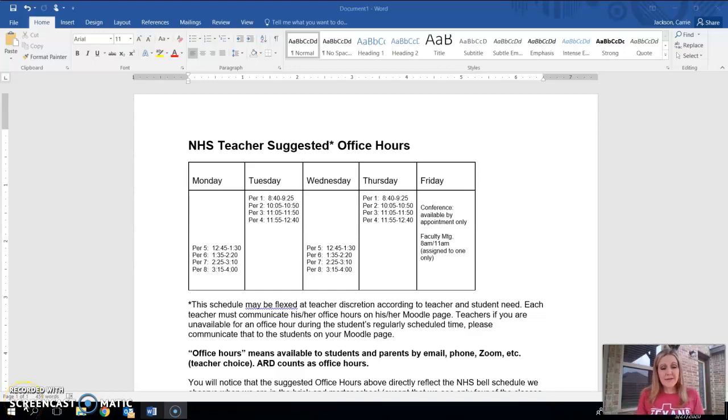Howdy Texans, just want to give you a quick explanation of the NHS teacher suggested office hours so that you have a verbal explanation and that you also have it here printed and in writing to refer back to. We want to put some context with this.